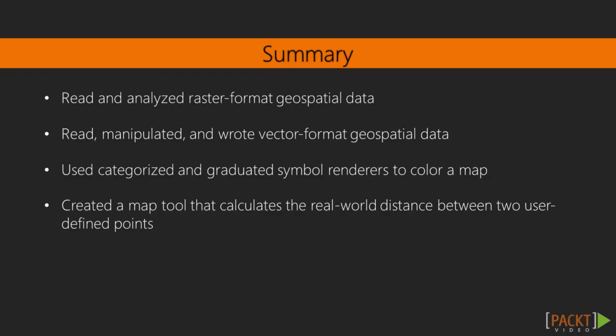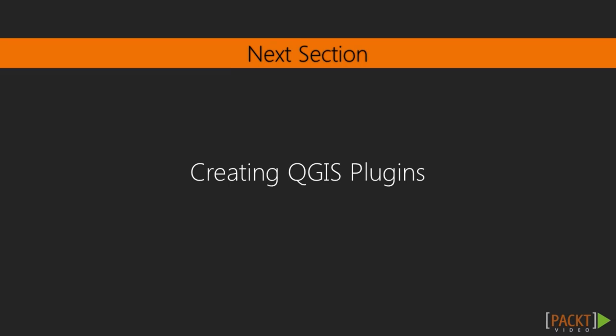In this section, we used the PyQGIS library to solve a range of real-world geospatial programming problems. We saw how to read and analyze a raster format digital elevation model or DEM file. We learned how to read, manipulate, and write vector format data stored in shapefiles. We learned how to use different types of symbol renderers to color a map based on attribute values. And we created a map tool that responds to the user clicking and dragging on the map to calculate the distance between 2 points. This completes this section of the video course. Bye for now. In the next section, we will look in depth at the process of developing and deploying QGIS plugins.